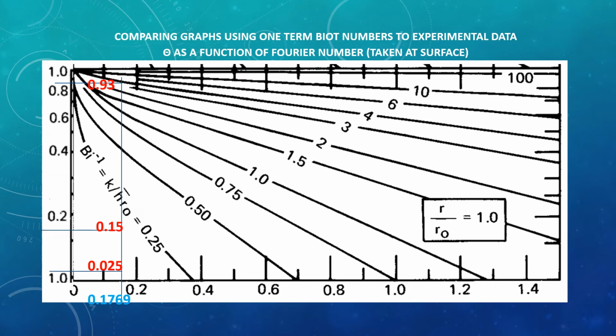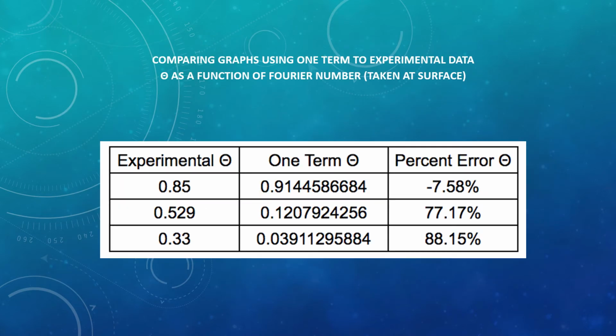And this graph here, we use the one term Bi numbers with this graph and found approximately what the different thetas would be. On the left side of this graph is theta, and on the bottom is the Fourier number. And in the middle, those different lines are 1 over Bi number. And then comparing these graphs, we come with a percent error increasing from 0.7 to 88%.